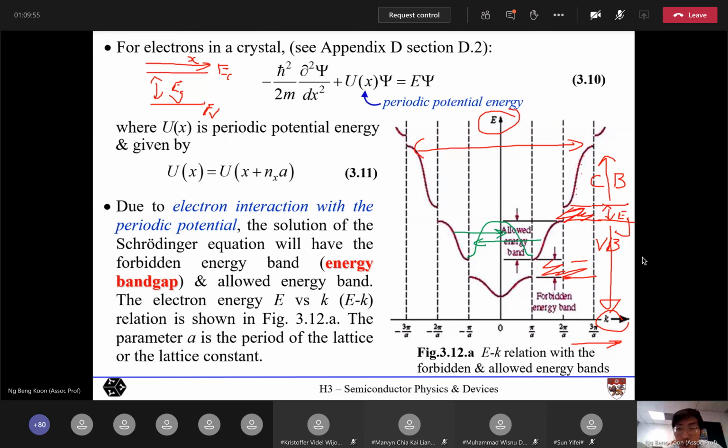Similarly, if we shift it by integer multiples of 2 pi over a, this guy can come to here, this guy can come to here, and this guy can come to here, which would be like that. We just consider a narrower range, this very short range from minus pi over a to pi over a, to analyze the behavior. We do not need to consider the whole thing.